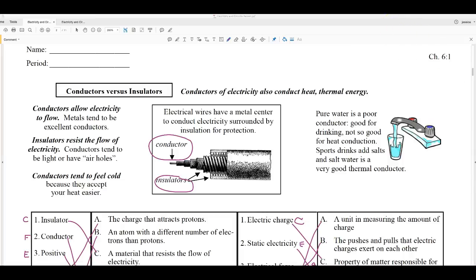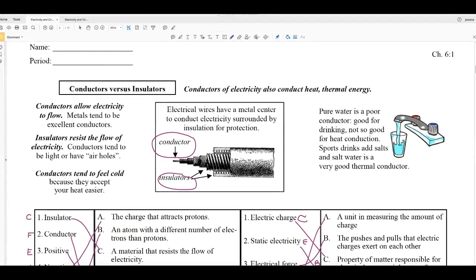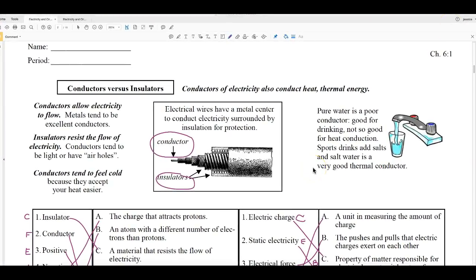Hello, I'm back. What we're going to go over is the second page of this. This is on conductors versus insulators.